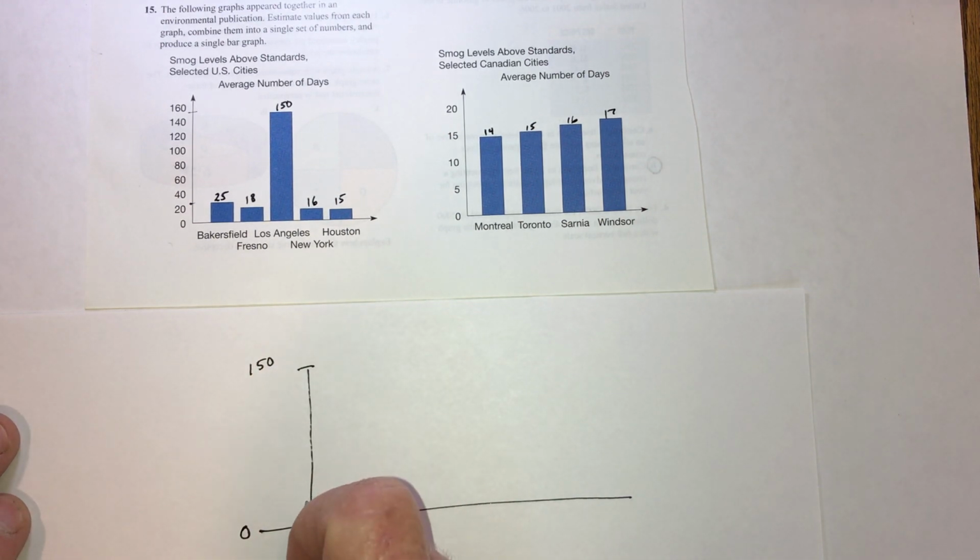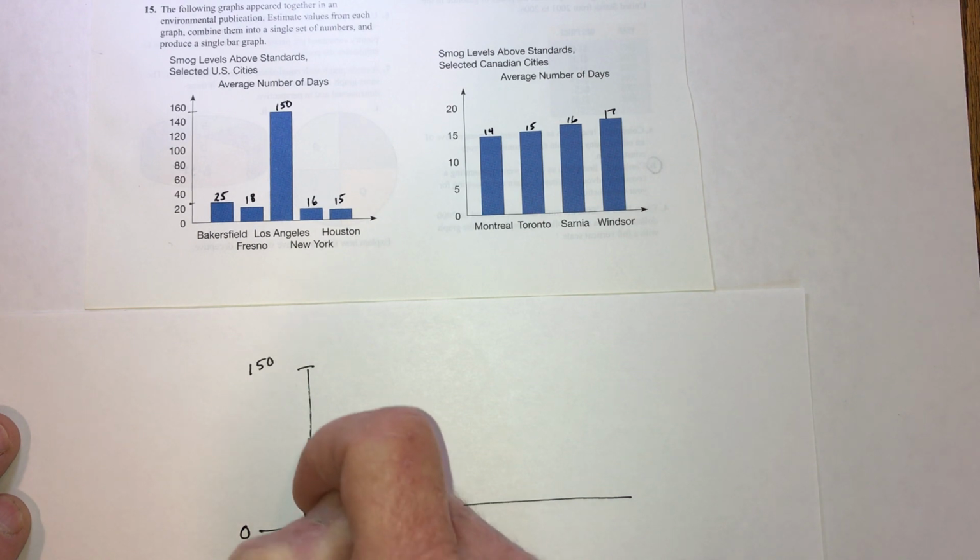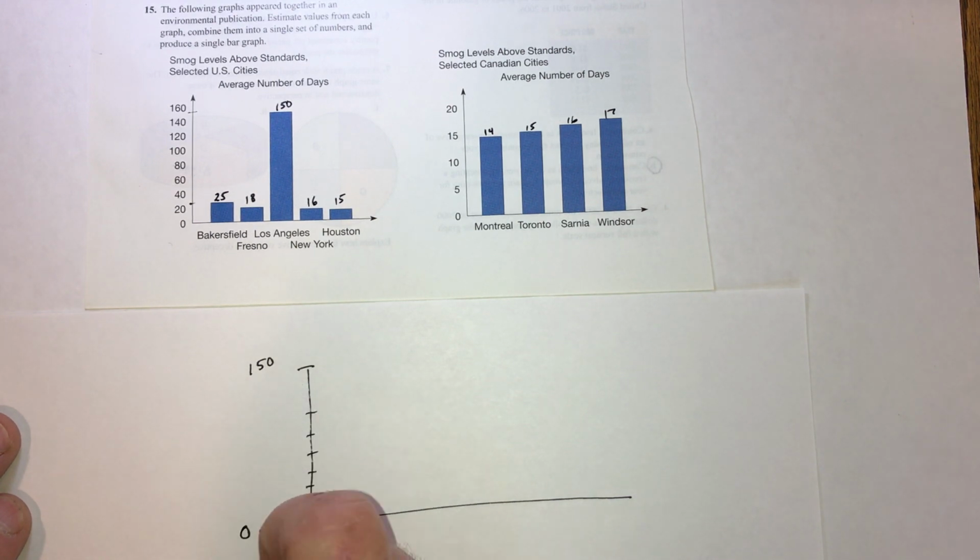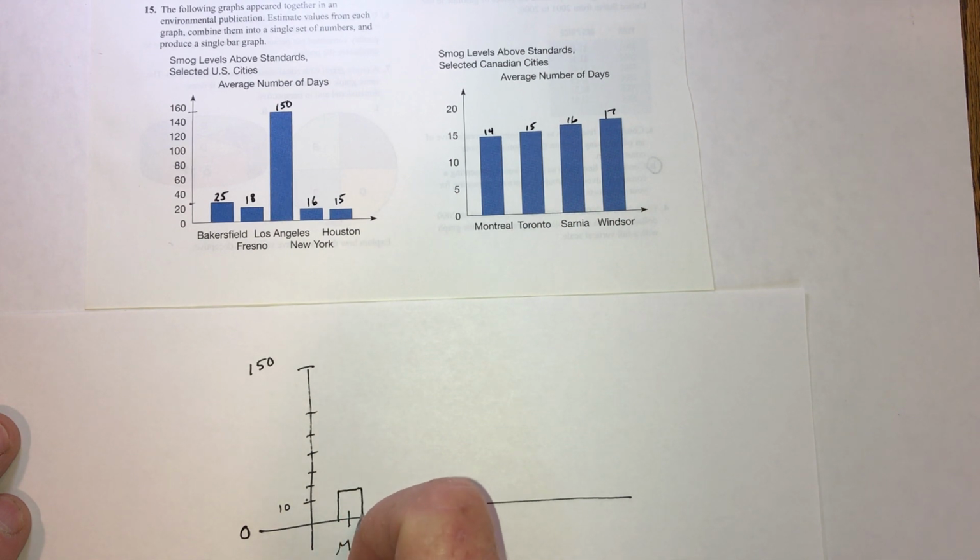So maybe go by tens: 10, 20, 30, 40, 50, 60, 70, etc., until you get to 150. And then I would put them in order from the smallest. So this would be Montreal, and then that would go up to 14. And then there would be Toronto. And then there would also be Houston, and they go up to 15.